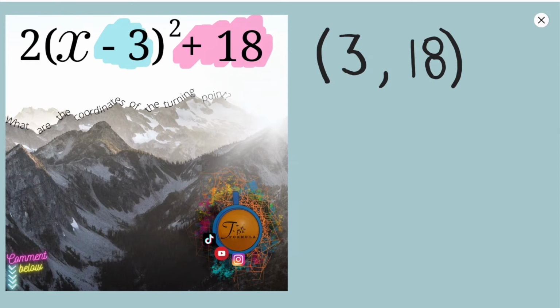So we started with x squared. The x minus 3 represents a shift to the right of 3. And then we look at the plus 18, it just goes up and down. But what is this here at the front, the 2? What transformation does that represent?